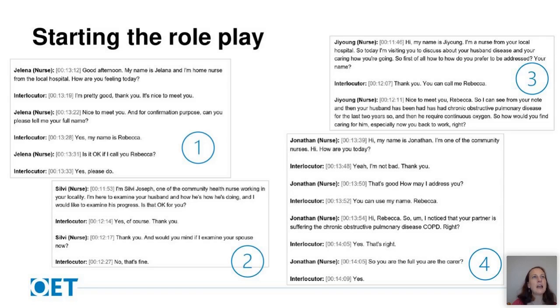So number 2 is not so successful because the nurse says, would you mind if I examine your spouse now? But if you remember from the role card, the background information says you have just completed the assessment of the patient's needs. So that's not a good match for the background information.